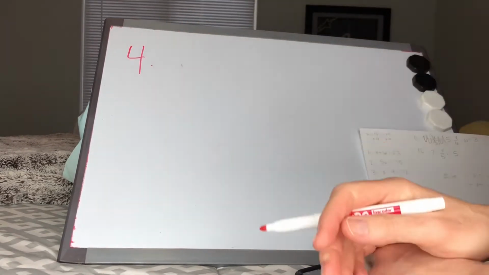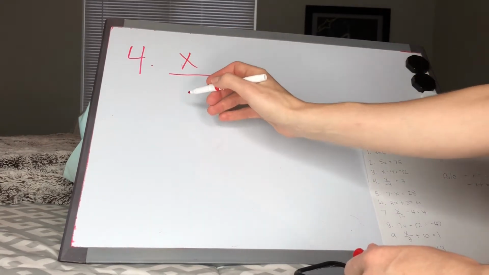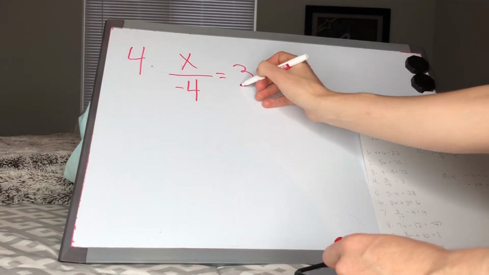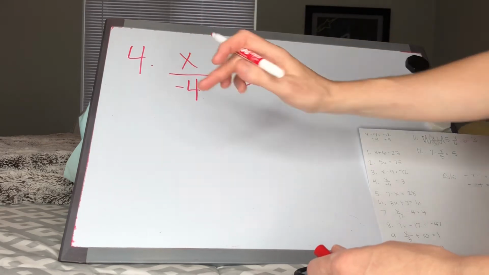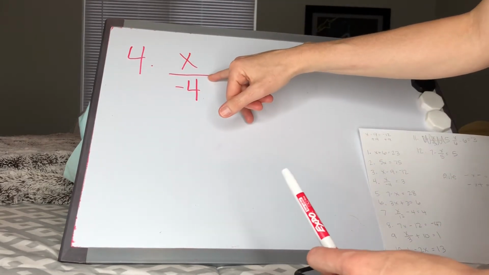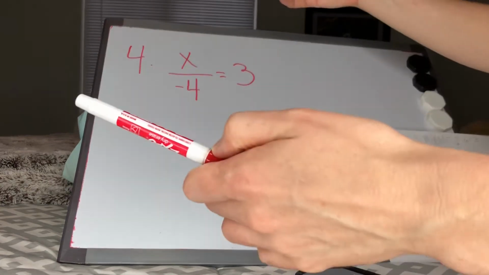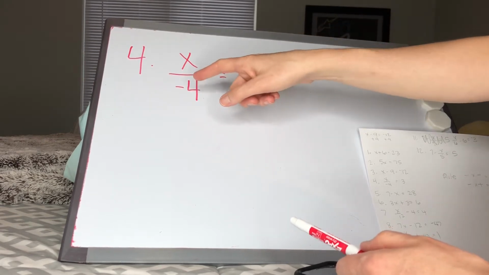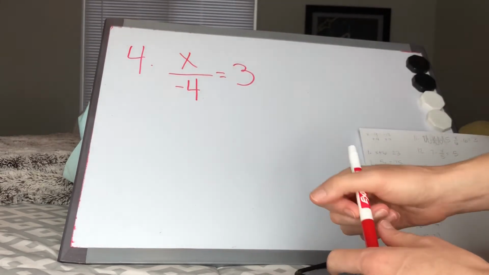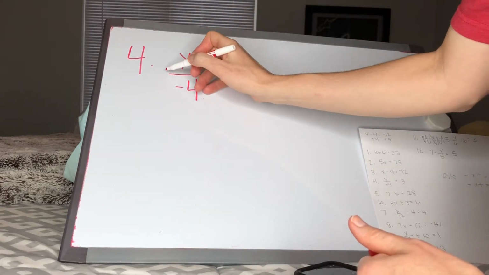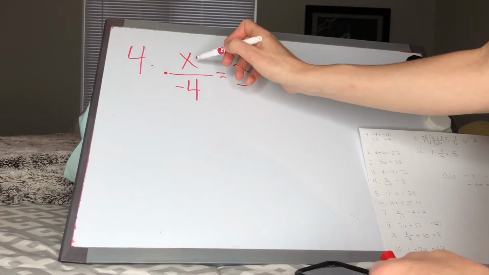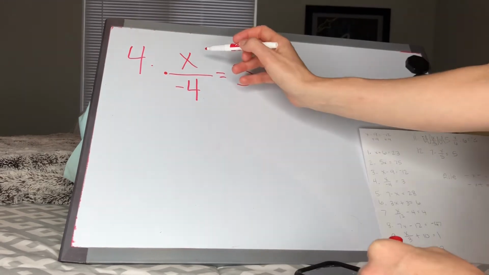Okay, let's see. Number 4, that one is different. So x divided by negative 4 equals 3. Okay, again, we got to get x by itself, and we need to do the opposite. So this is a divide sign, so that means we need to multiply. We have to do the opposite. So right here, I'm going to put times. So a little dot also means times besides an x, and we don't want to use an x just because we have that little x there, so we don't get confused.